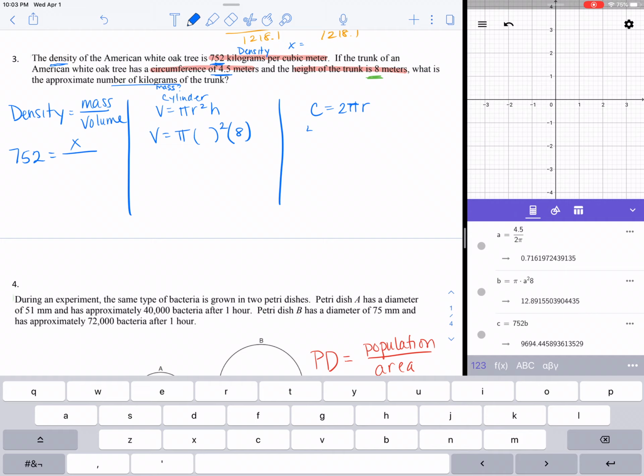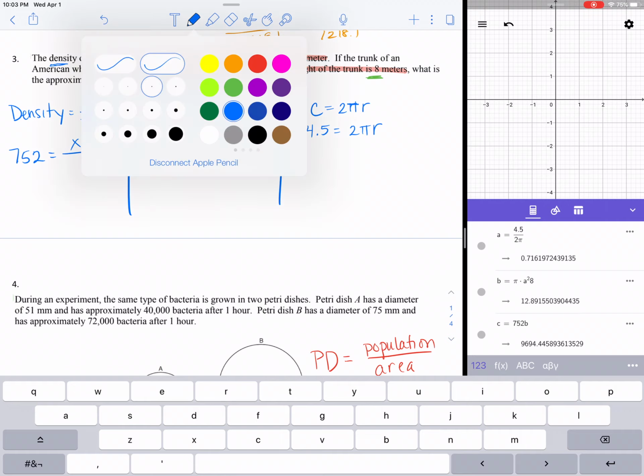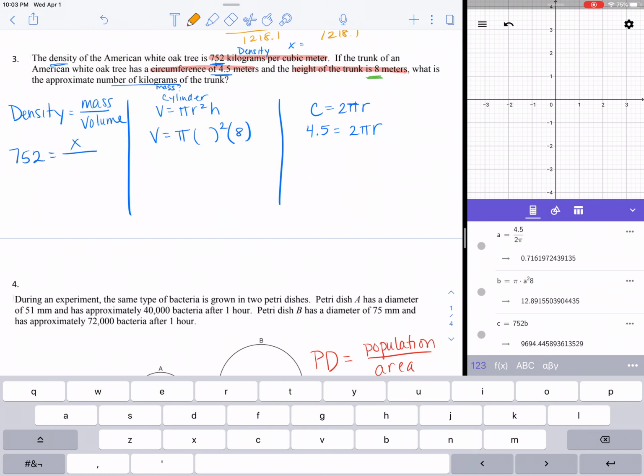I'm going to plug the 4.5 in for the circumference. And now the only variable left in that equation is the radius. So what do I do on both sides to solve? If I divide by 2 pi, I'll have the radius by itself. So I have to divide 4.5 by 2 pi, which I already did in the calculator here. That's the first line. And I get this 0.716 number.